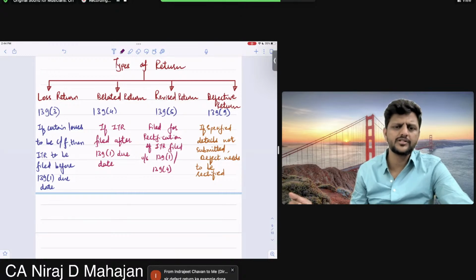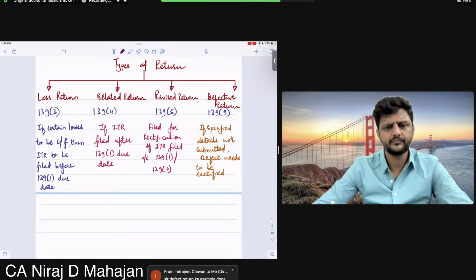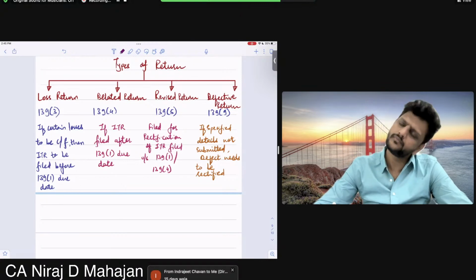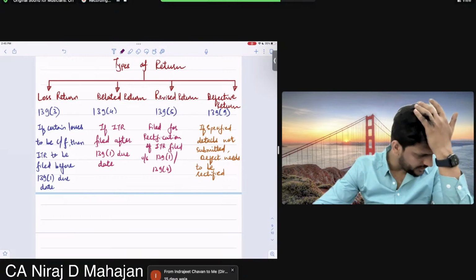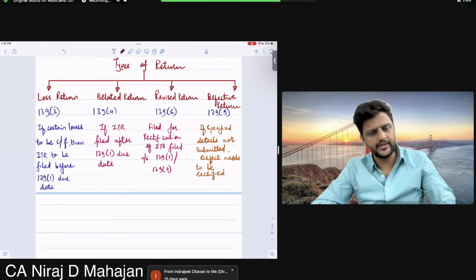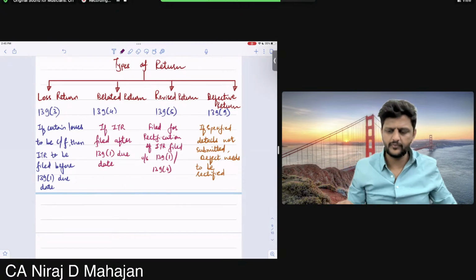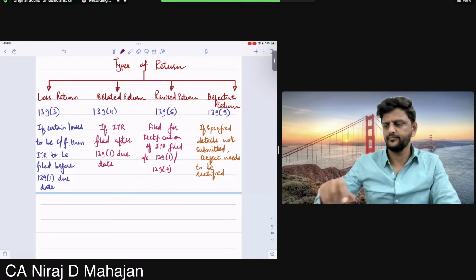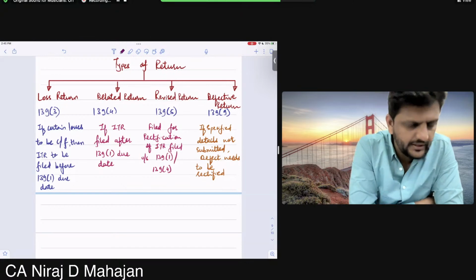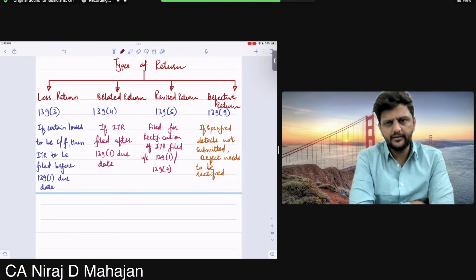Defective, why? Balance sheet not submitted, P&L not submitted. Now whenever the AO sends a notice of defective return, from the date of receipt, within 15 days you need to rectify or file a return again for rectification of the defect. If you don't file within 15 days, then what? It is as good as the return was never filed.